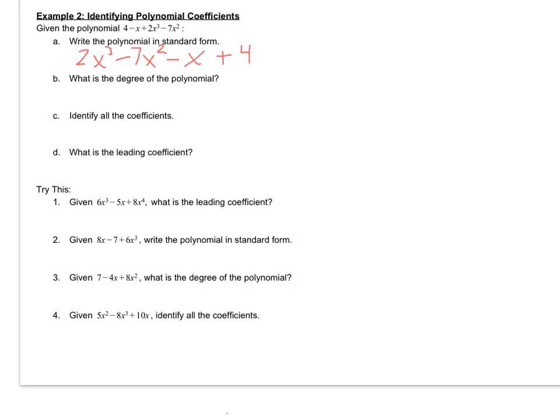In letter B, we want to know what the degree of the polynomial is. The degree of the polynomial, well, that's going to be our biggest exponent. So now that it's in standard form in letter A, our biggest exponent would be the first one, which is 3.